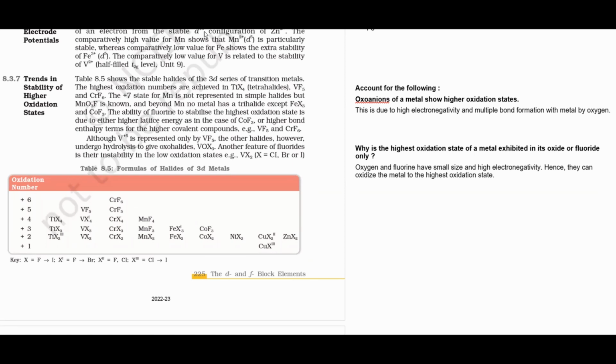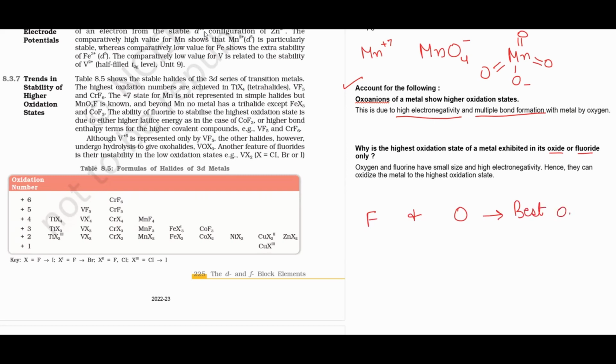One point here we are studying is stability of various oxidation states and stability of oxoanions. So the question that is possible is: oxoanions of a metal show higher oxidation states. Why? Because high electronegativity and multiple bond formation tendency of oxygen helps to keep a metal in its highest oxidation state. Fluorine and oxygen are the two best oxidizing agents in the periodic table. Hence, they tend to keep the metals in their highest oxidation states.